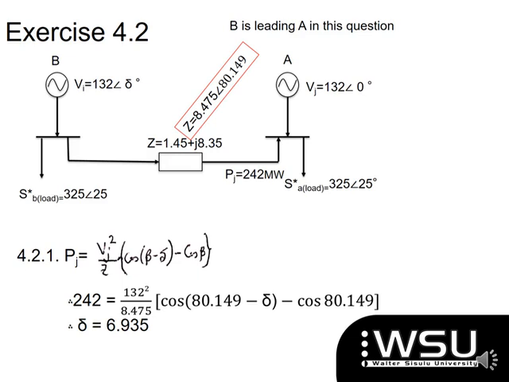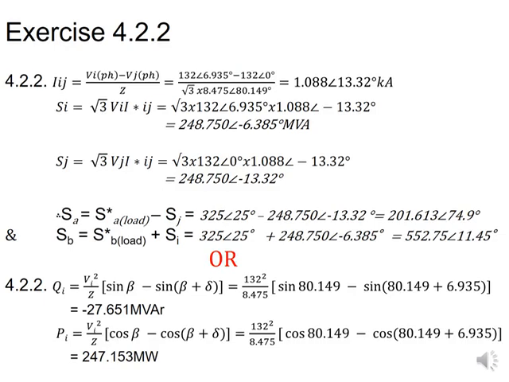So I go and work out my delta angle by putting in that formula for my PJ. Once I have that, I can work out my IIJ by simply saying my VI minus my VJ over Z. Don't forget the square root of 3. That takes it from line to line into a phase voltage. I can then from there get my SI, and I can get what my SJ is.